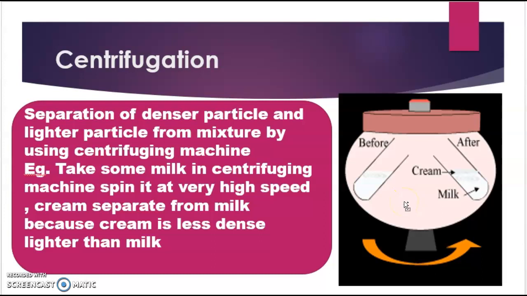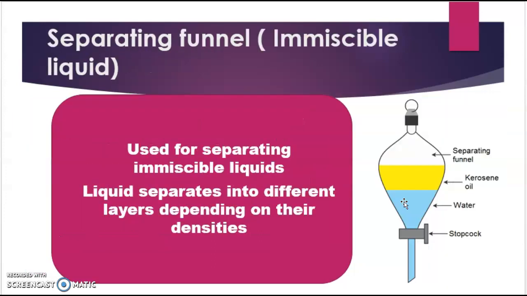Now third is the separating funnel. This process is known as decantation, in which we can separate two immiscible liquids by using a separating funnel. For example, kerosene does not mix with water. Kerosene oil and water cannot mix. Immiscible liquids means they do not form a homogeneous mixture, so they can easily be separated by using the separating funnel.